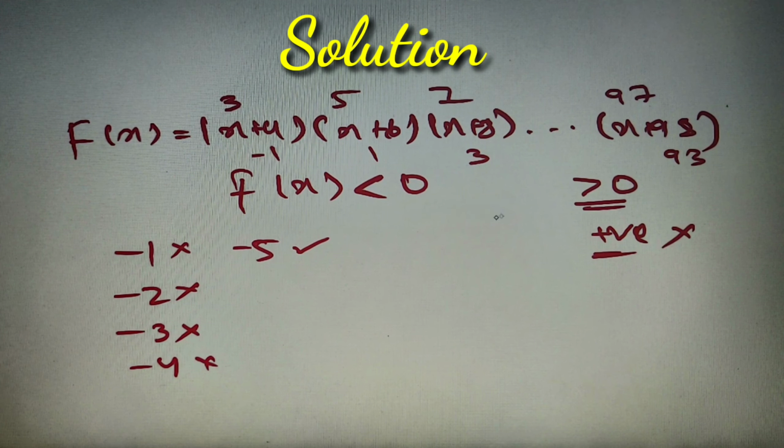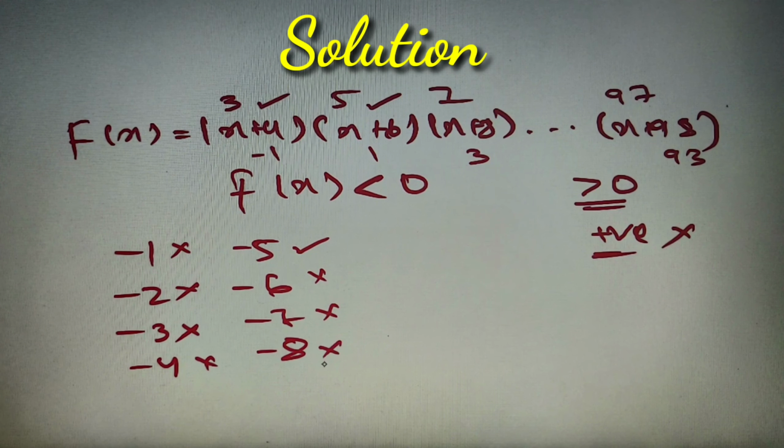Now to calculate the other solutions, we just have to keep putting the values and we'll track a pattern. When we put minus 6, the answer is 0 because we'll get 0 in the second bracket. So minus 6 is also not our solution. Same for minus 7. When we put minus 7, the first bracket is negative, the second bracket is negative, but from the third bracket, the answer is positive. So basically the effect of negative is nullified. So minus 7 is also not a solution, and minus 8 is also not a solution because when we put minus 8, the third bracket is 0, so the answer is 0.